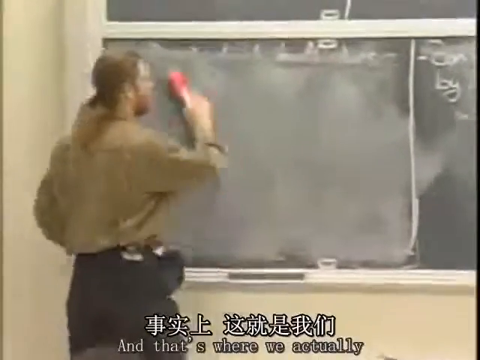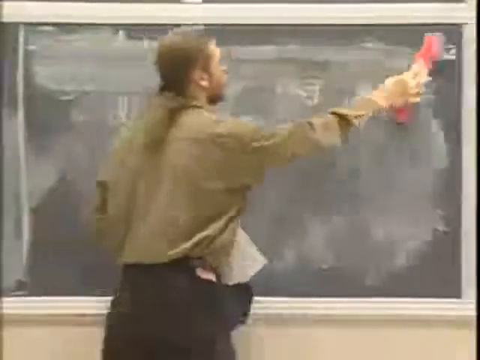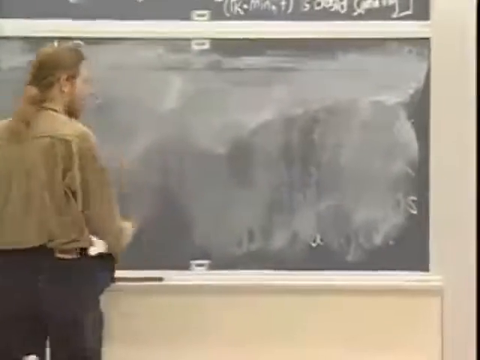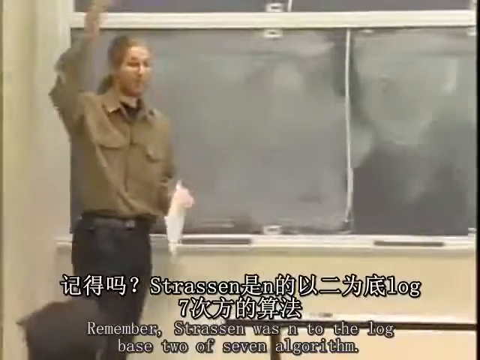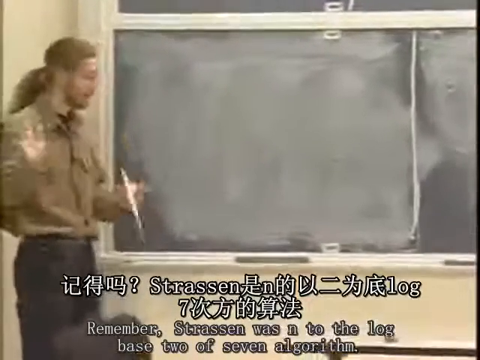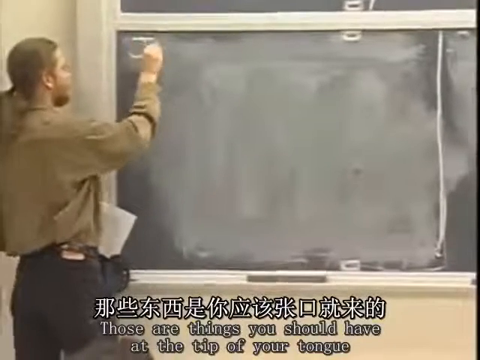And that's where we actually get to use Strassen and friends. Remember, Strassen was the n to the log base 2 of 7 algorithm. Remember that, especially on the final. Those are the things you should have at the tip of your tongue.